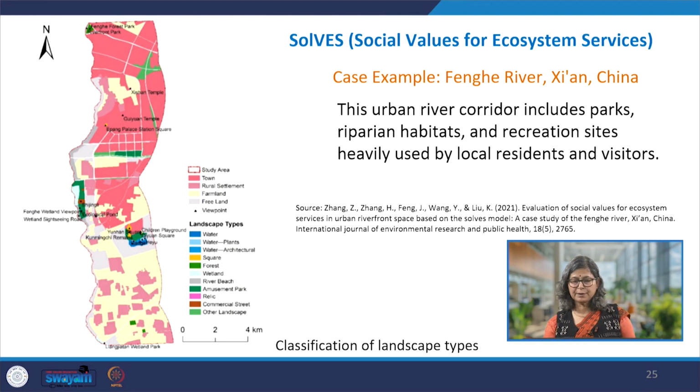Now we will see one particular case from China. There is an urban river, and this is a corridor of the river, which has lots of parks, riparian habitats, recreation sites, and local people are directly using it. Local residents as well as visitors are directly using this particular landscape area.